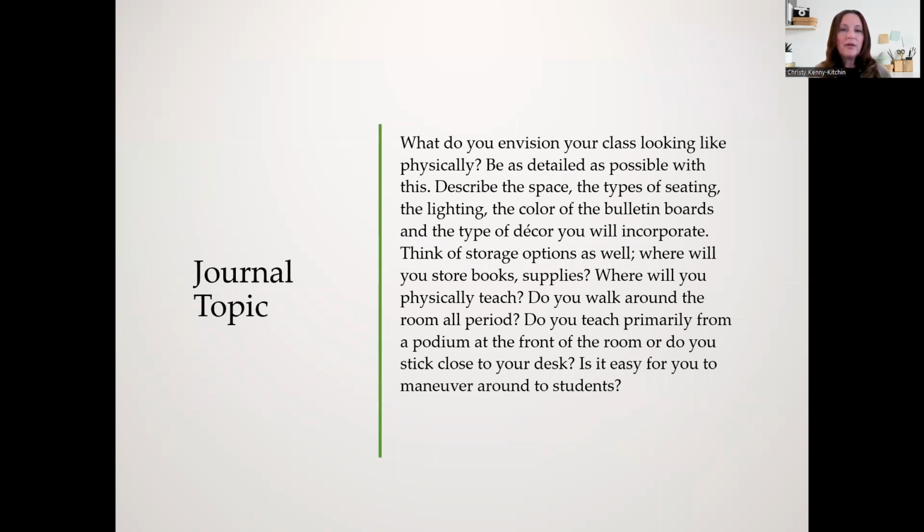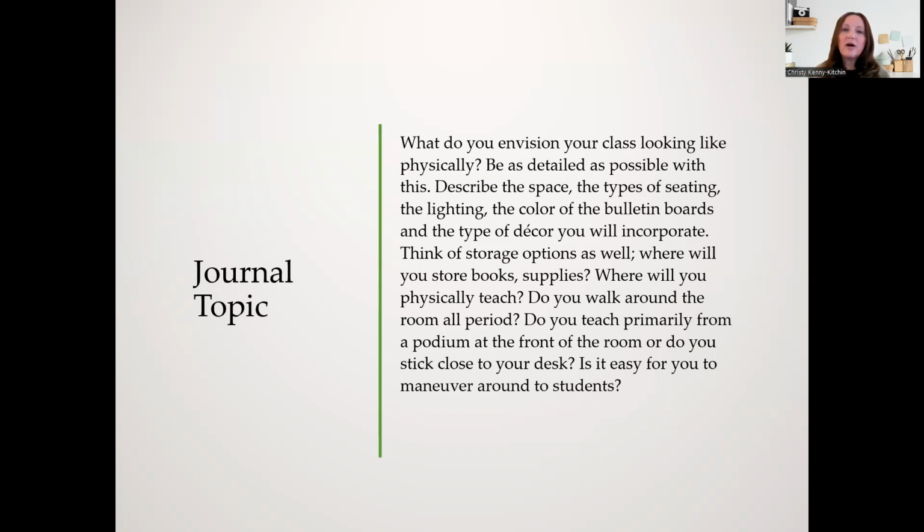So for this one, we have a journal topic, a little bit lengthier. You might want to take a picture of this journal topic. Here it is. What do you envision your class looking like physically? It's a great idea to put some time and effort into this, especially if you're at the beginning of your career. Taking a day or 2 prior to the start of the school year to really outline the classroom, maybe even take some measurements, figure out where you want things to go, is crucial to this piece.